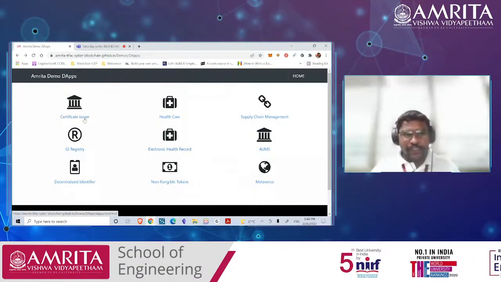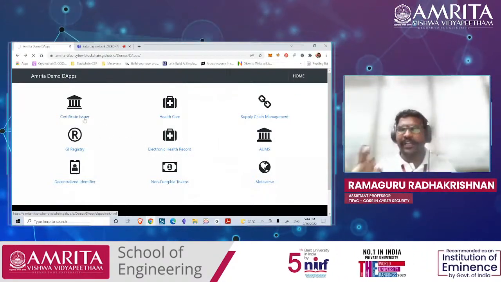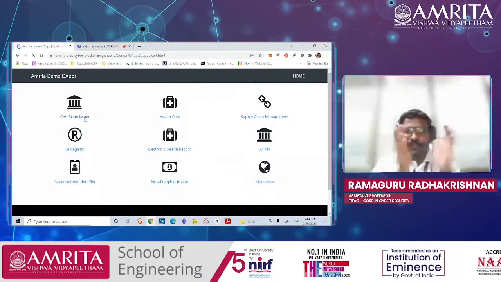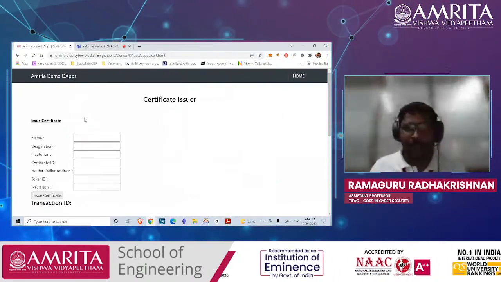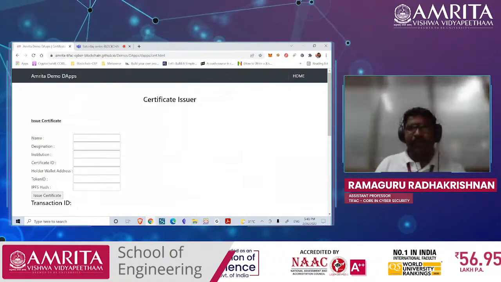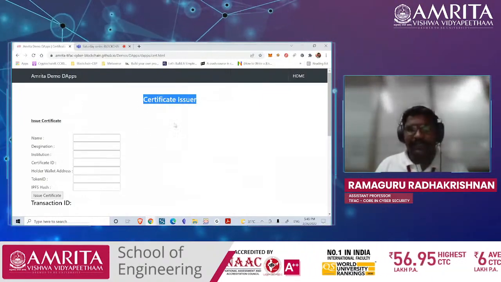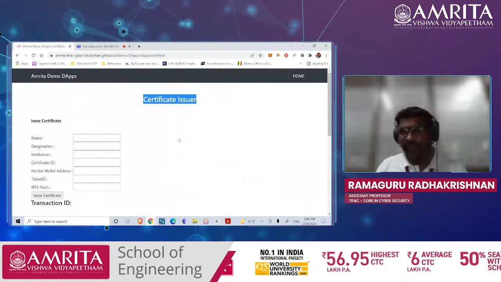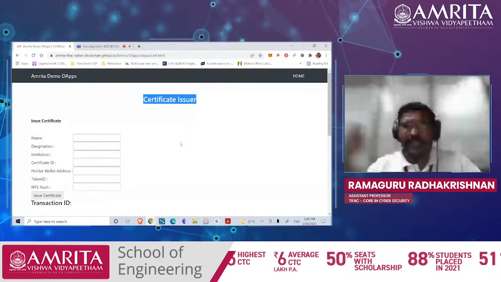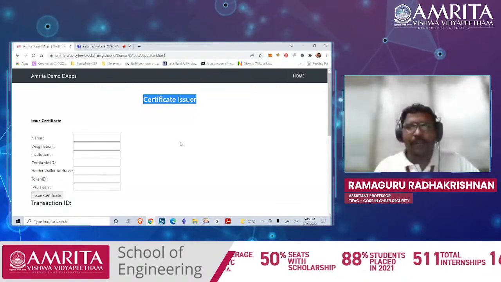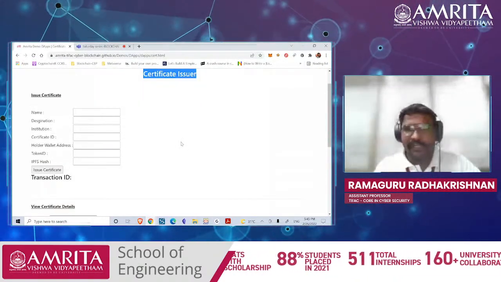So I am going to quickly show you an example called certificate issuer, a simple version of what IIT Kanpur did. Now assume that this is Amrita Vishwa Vidyapeetham's certificate issuer. When a particular batch passes out, we normally issue this certificate, right?